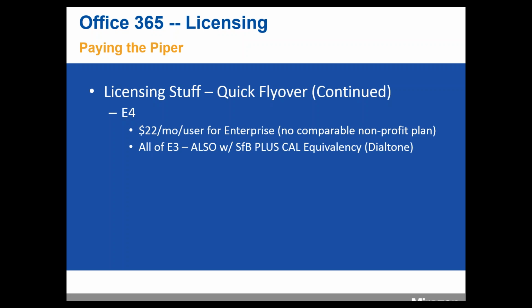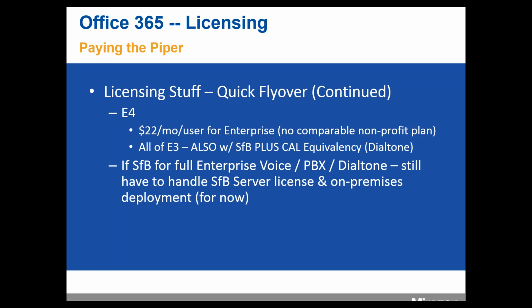But E4 gives you all of the client access licenses you need to run a full Skype for Business environment, whether it's on premises even. But it doesn't give you the server licenses. The server licenses are still at play. That's a previous slide I talked through. But the CALs, the client access license equivalencies, are included in the various Office 365 licenses. So for Skype for Business to have full enterprise voice, that is PBX or dial tone, you still have to handle the Skype for Business server license and an on-premise deployment for now.